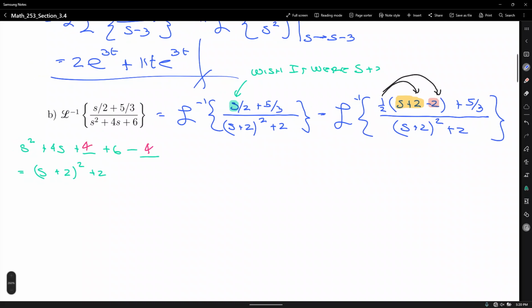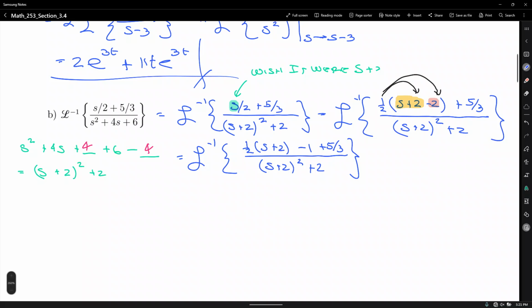So number one, this would be the inverse transform of 1/2 times (s plus 2, and then 1 times negative 2 is minus 1, plus 5 thirds), everything divided by (s plus 2) squared plus 2. All right. So finally we have the translations the way we want it here. So let's see about it. Number one, let's combine like terms. What about 5 thirds minus 1? That's the same as saying 5 thirds minus 3 thirds, which is positive 2 thirds.